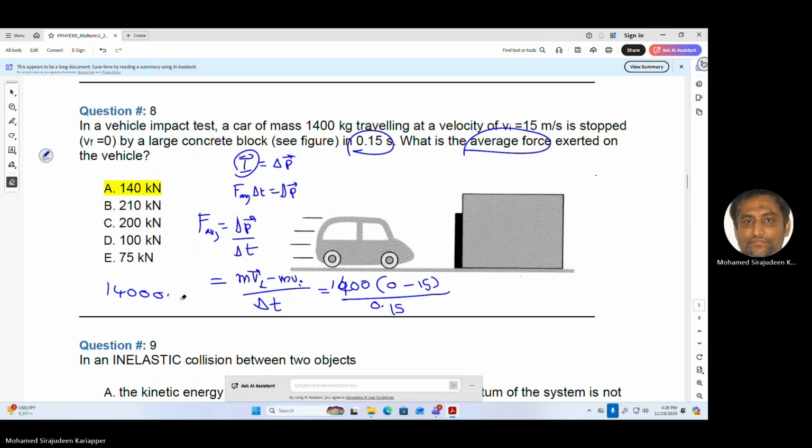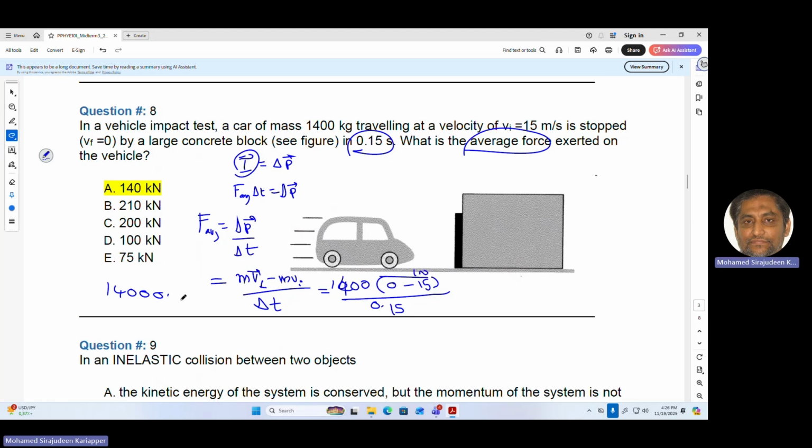Did I make something wrong? 1,400, 0.15. Oh no, it is 100, right? Multiply by 100. So it will be 140,000. Anyway, the answer is 140,000. So which is this, right? Because kilo means times another 1,000, so 140,000.